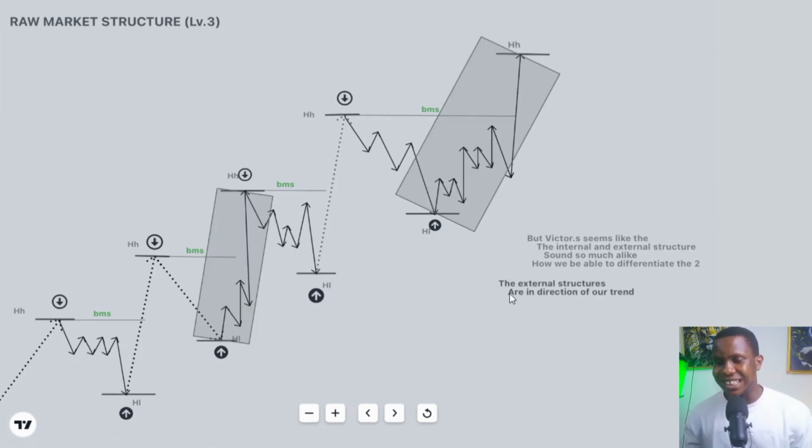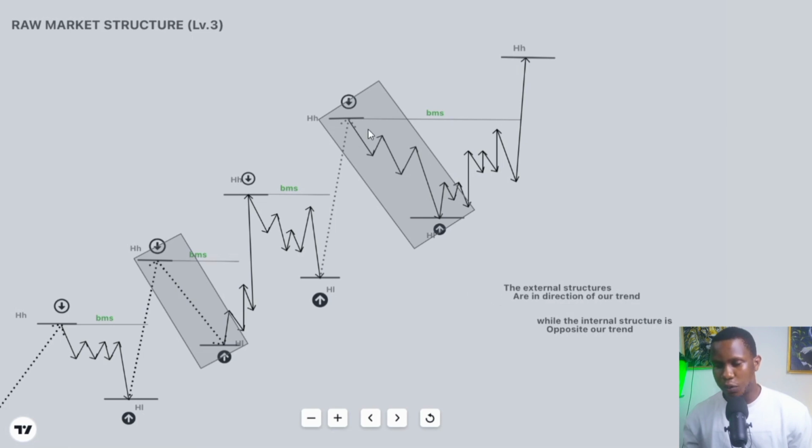Picture this as what? The external structures are in the direction of our trend. While the internal structures are what? Opposite of our trend, guys.